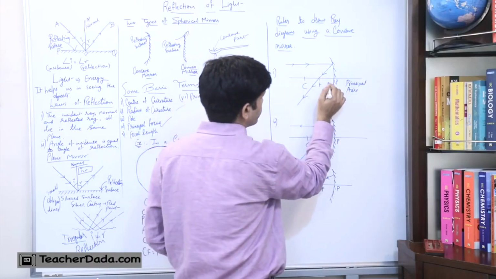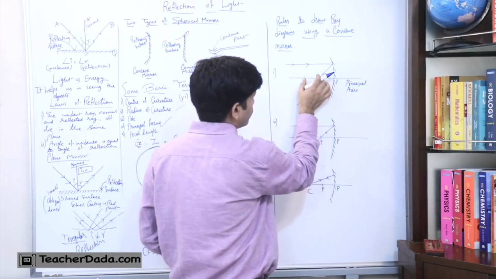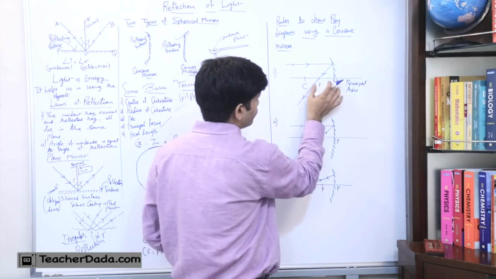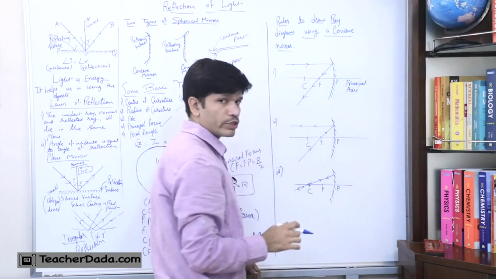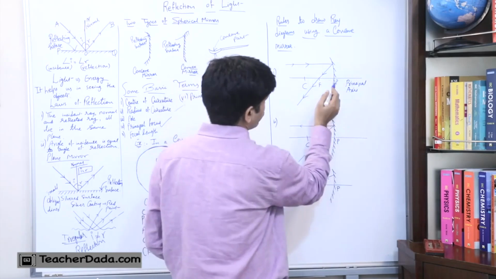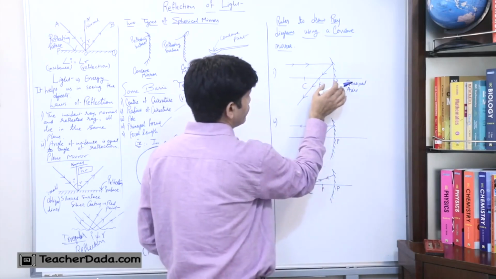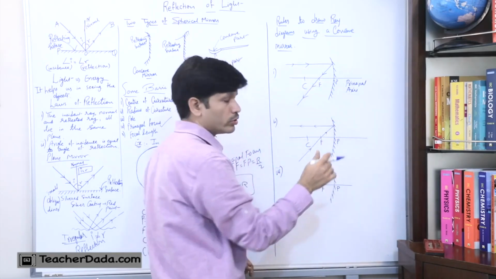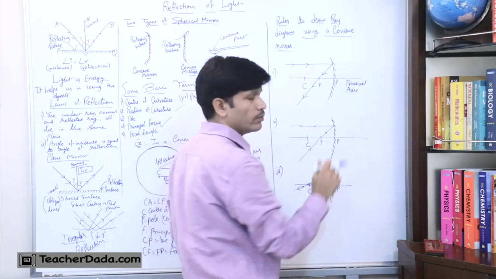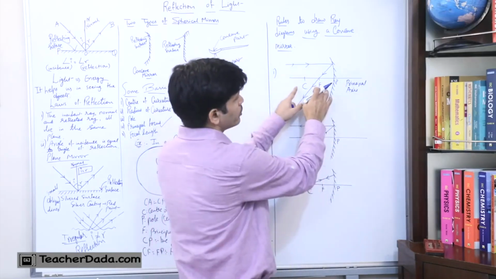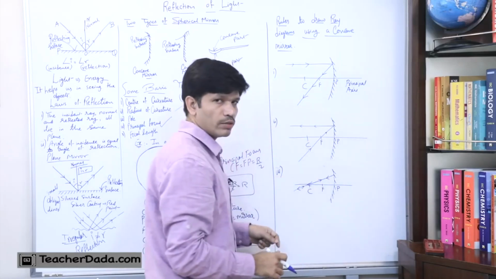Suppose I take 2 cm over here, and from F to C also 2 cm, so this will be a total of 4 cm, and that is the radius of curvature. If I want to find CF and FP, we know that F is the midpoint, so it will be at 2 cm from the pole, and all distances should be measured from the pole.